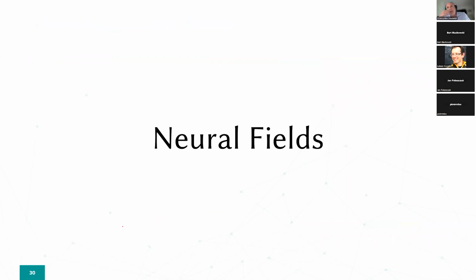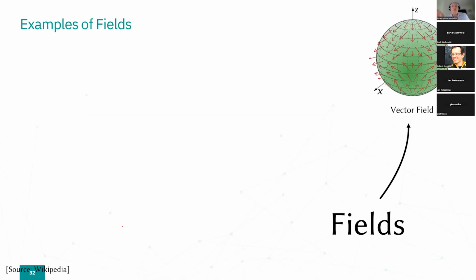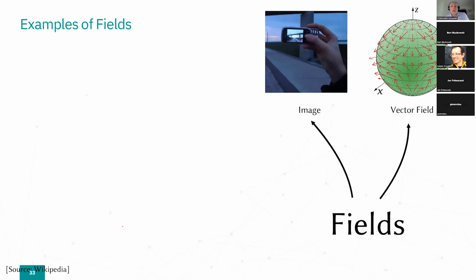I want to go now to the so-called neural fields. Neural fields, let me give you a definition. A field is a quantity defined over all spatial and or temporal coordinates. So what does it mean? We all know fields because we are surrounded by fields, by vector fields, by scalar fields. A vector field, like a gradient field, is a field. An image is a field because it maps spatial coordinates to RGB coordinates.